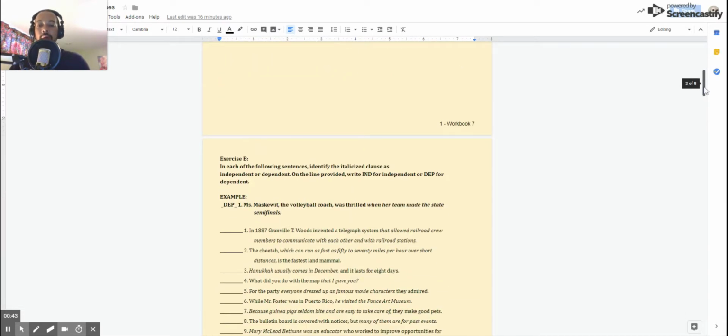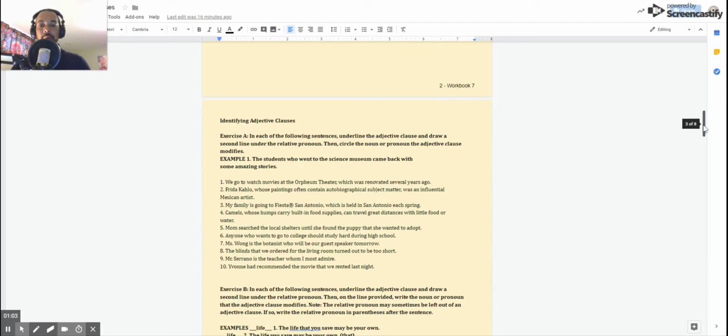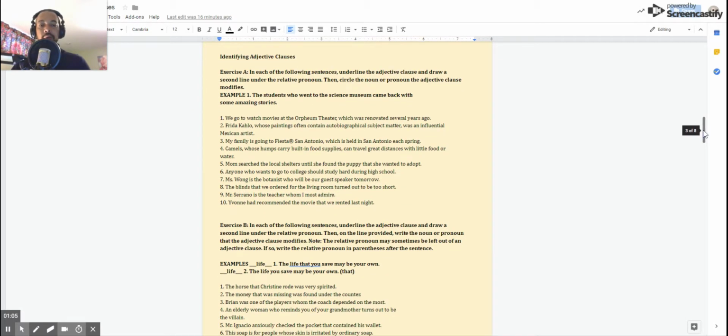sense? Page number 2 is we start getting into more of the independent and dependent recognitions here, but in real sentences. And then we identify whatever's in italics is what we're trying to focus on, if it's independent or dependent. It's pretty straightforward. And then page 3, we move on to specific types of clauses.